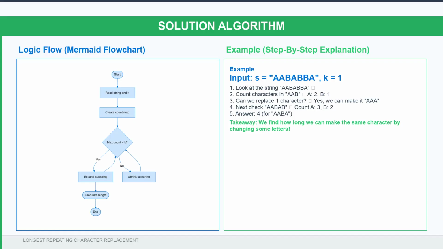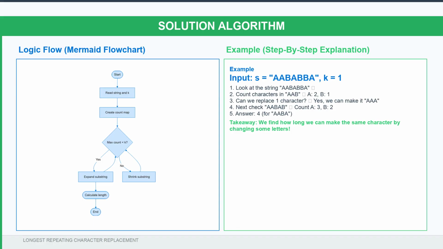To solve the problem of finding the longest substring that can be formed by replacing at most k characters in a given string S, we'll use a systematic approach. First, we initialize some key variables. We need a max count to track the most frequent character in our current window, and a count map, which is a dictionary to record how many times each character appears. We also set two pointers, left and right, both starting at the beginning of the string, to define our current window.